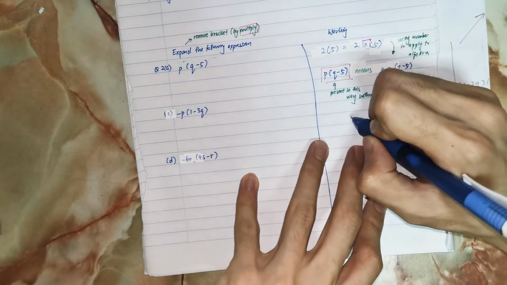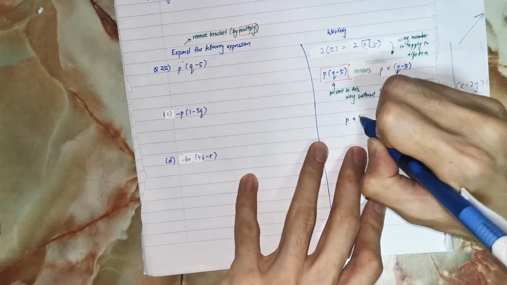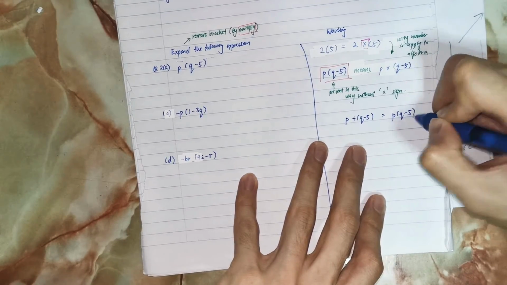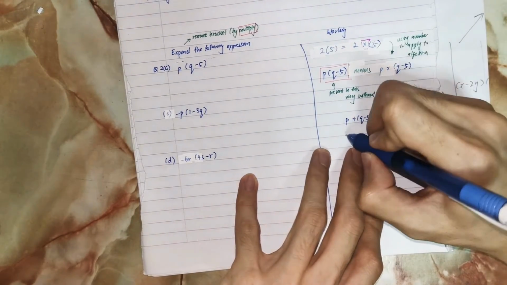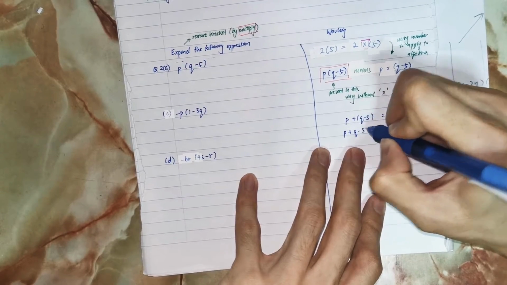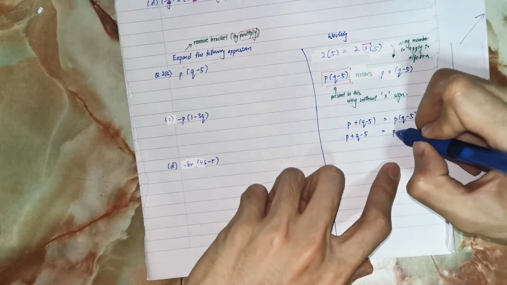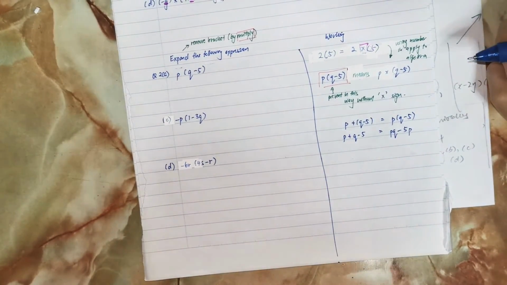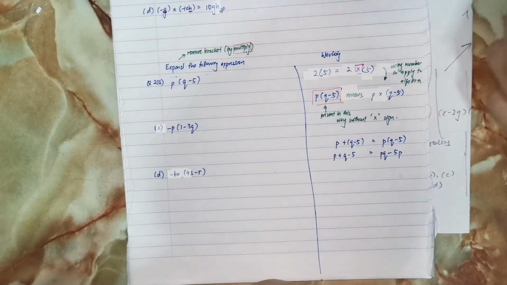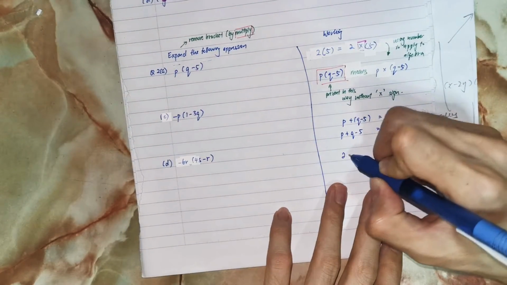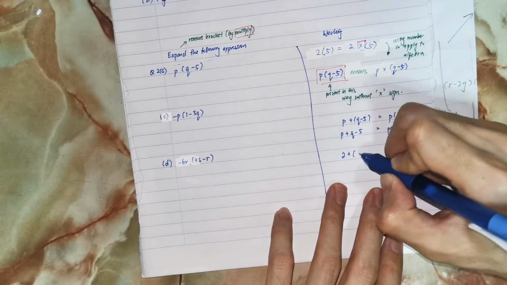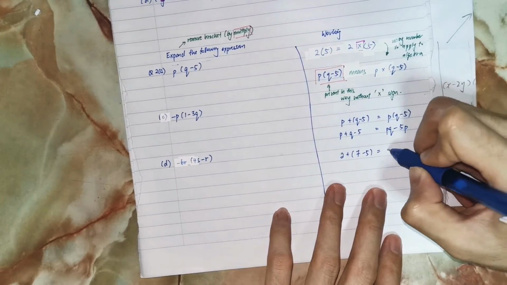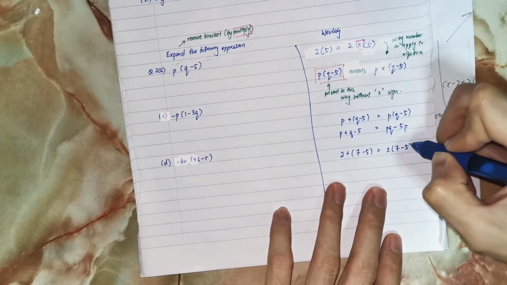Let me tell you why. Let's say I have p plus q minus 5. Is it equal to p times q minus 5? This one over here will be p plus q minus 5, while the other will be pq minus 5p. If this is too abstract, I use numbers instead. Let's say 2 plus 7 minus 5. Is it equal to 2 times 7 minus 5?